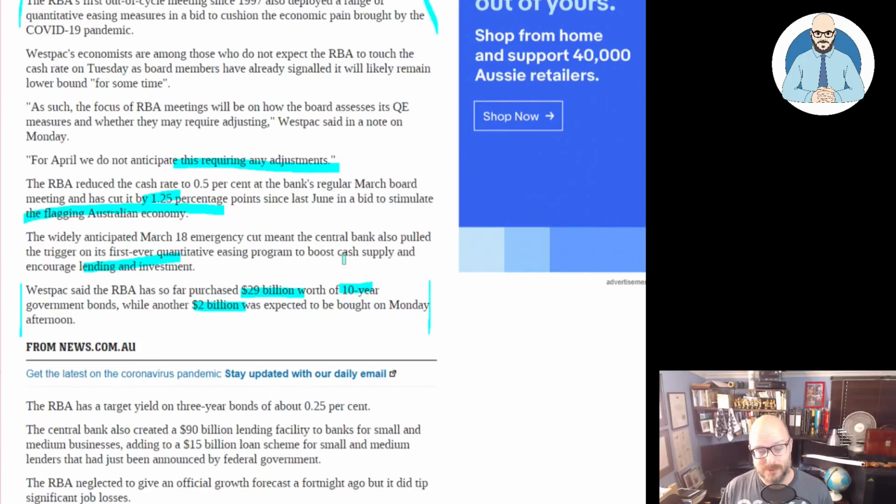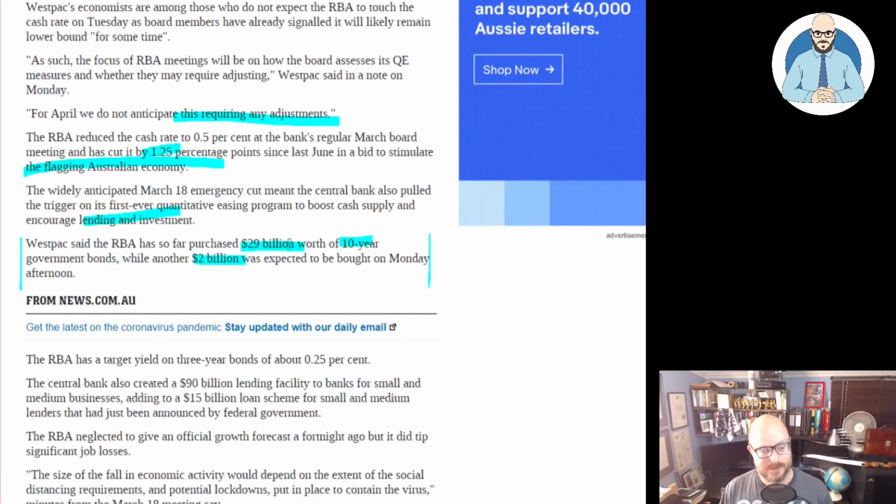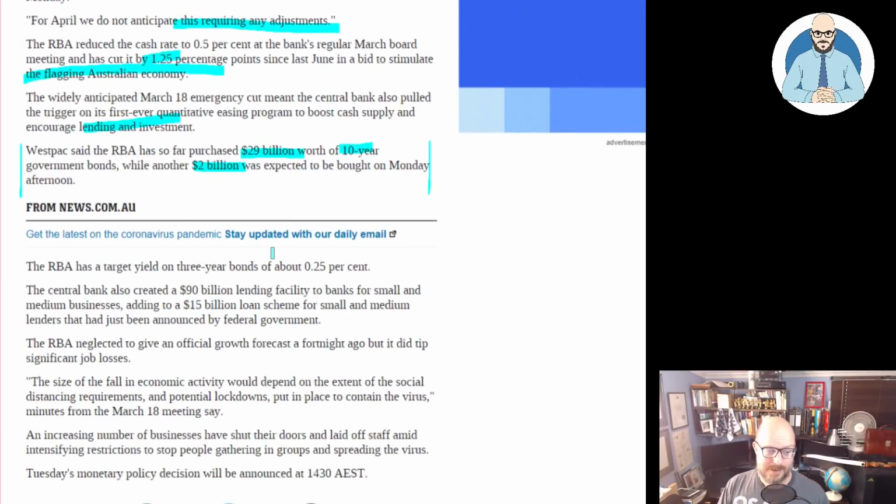So there you go. We'll be working for that for the next 10 years, for the next 10 years to pay those bonds that they bought. And there'll be more and more and more. The RBA has a target yield on 3-year bonds of about 0.25%.